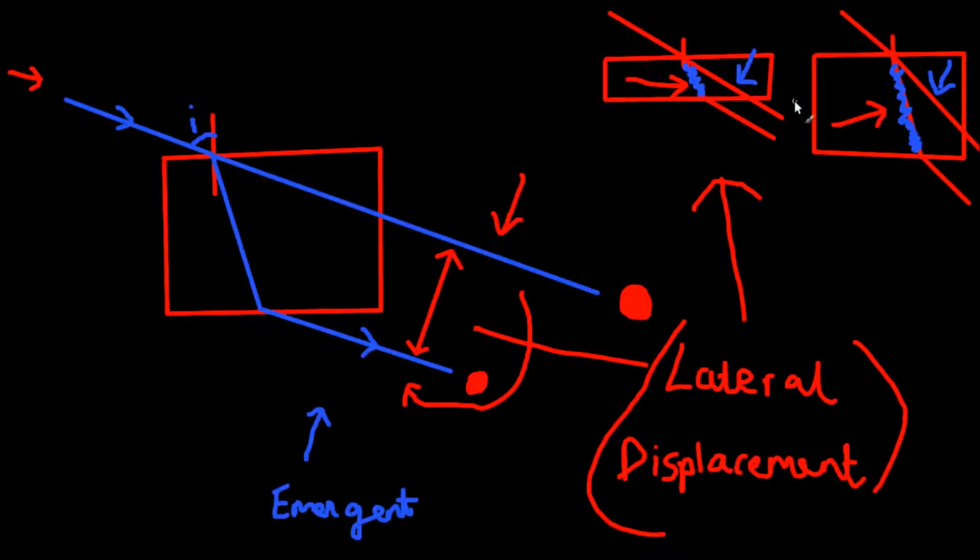And again, if you have a block and you have a ray that is incident like this, perpendicular over here, it's called normal incidence, where your angle of incidence is 0, so angle of refraction is 0, so lateral displacement is also 0. So that's all there is for all these glass blocks.